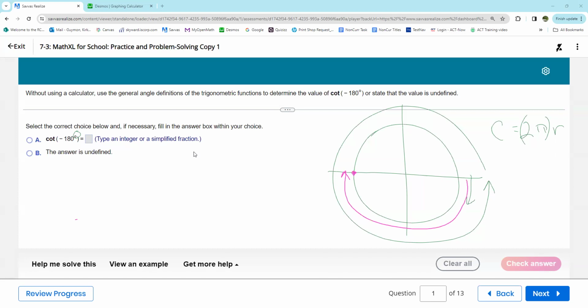Remember, that's the coordinate right there, negative 1, 0. And they're talking about cotangent. So remember tangent, that would be TOA, and cotangent is the reciprocal function. Instead of tangent being O over A, cotangent is A over O, the adjacent over the opposite.